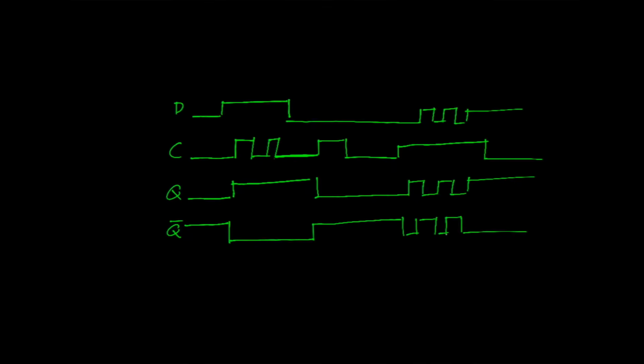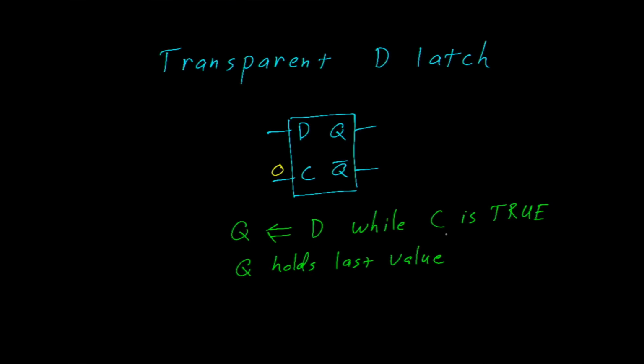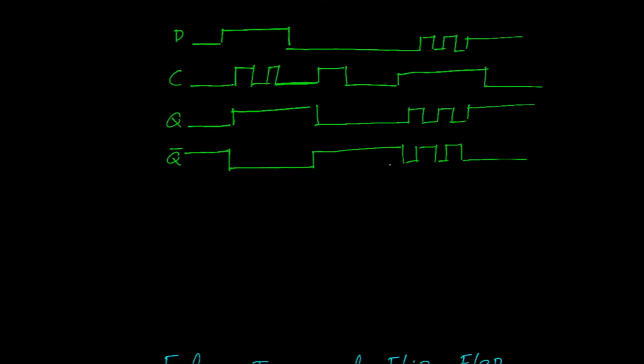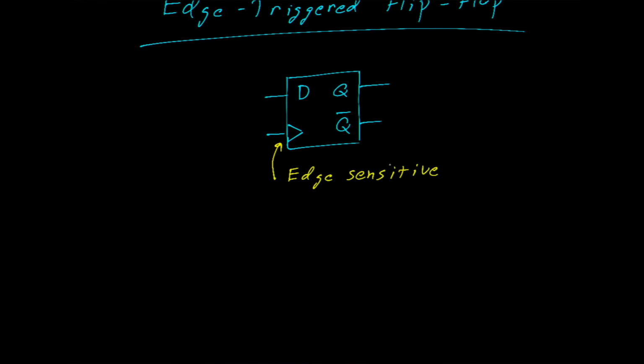This is definitely not the same as our transparent latch. Here, you'll remember that C was level sensitive, while C is true, Q will be assigned a value of D, and let's not forget the inverter here to take care of Q naught. In the edge-triggered flip-flop, we're not concerned about levels. We are concerned about the edge. In this case, a rising edge.